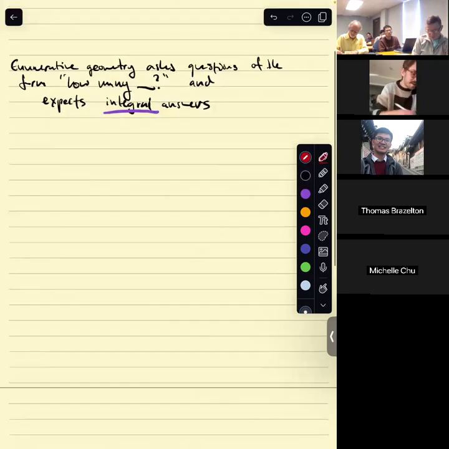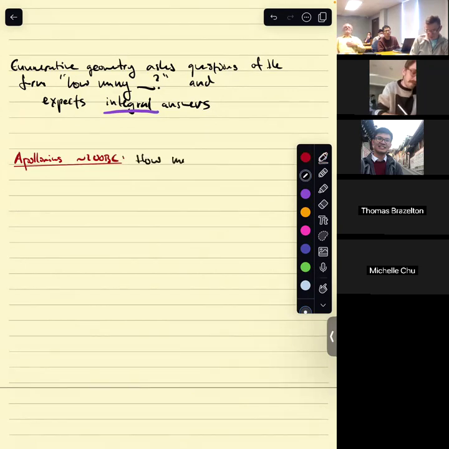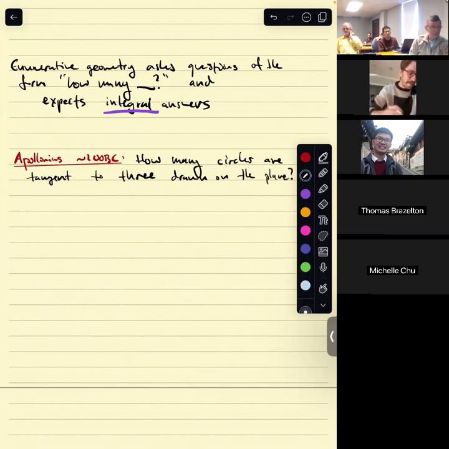So one of the earliest examples of this dates back to Apollonius in around 200 BC. And the question is the following: how many circles are tangent to 3 drawn on the plane? And this is where we see the first advantage of having an iPad talk, which is you don't have to watch me try to draw a circle on the board.